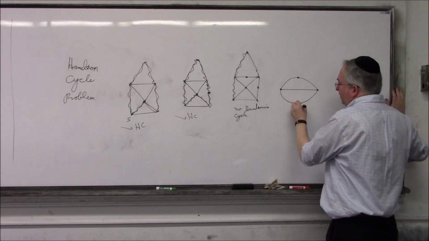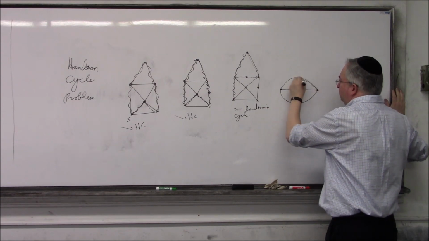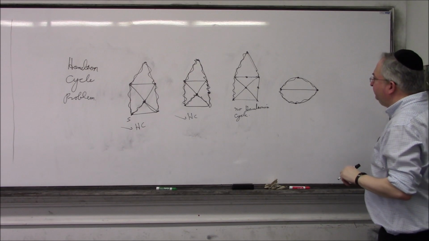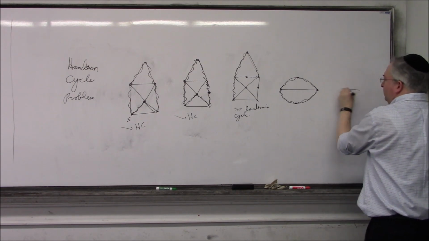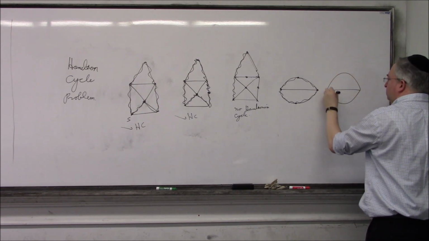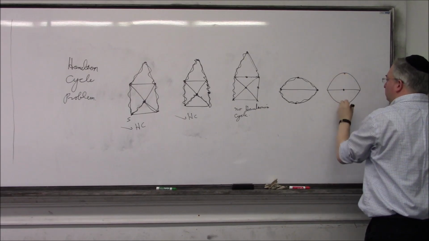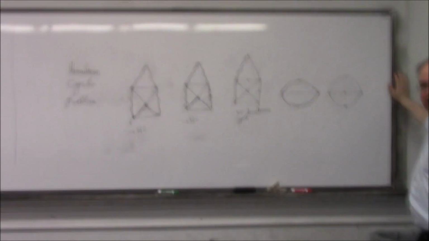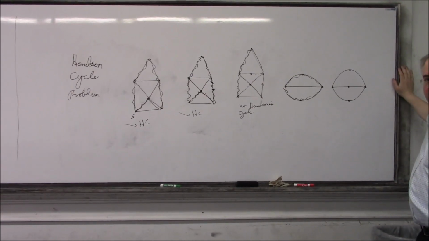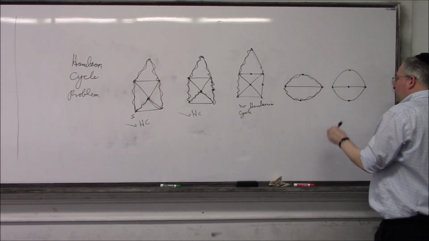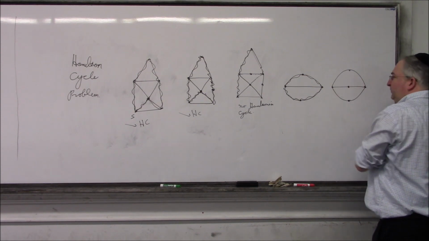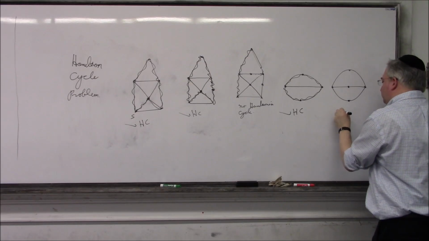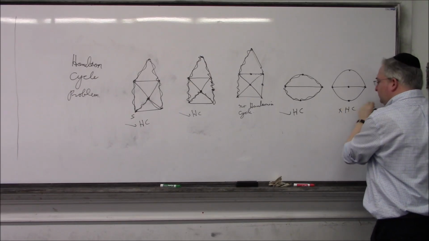Okay, we do this. Absolutely. Just go around like this and come around like that. No problem. And how about here? Is there a Hamiltonian cycle here? Okay, and the answer is no. So there's a Hamiltonian cycle here. There's no Hamiltonian cycle here. Let's see if you can see why.